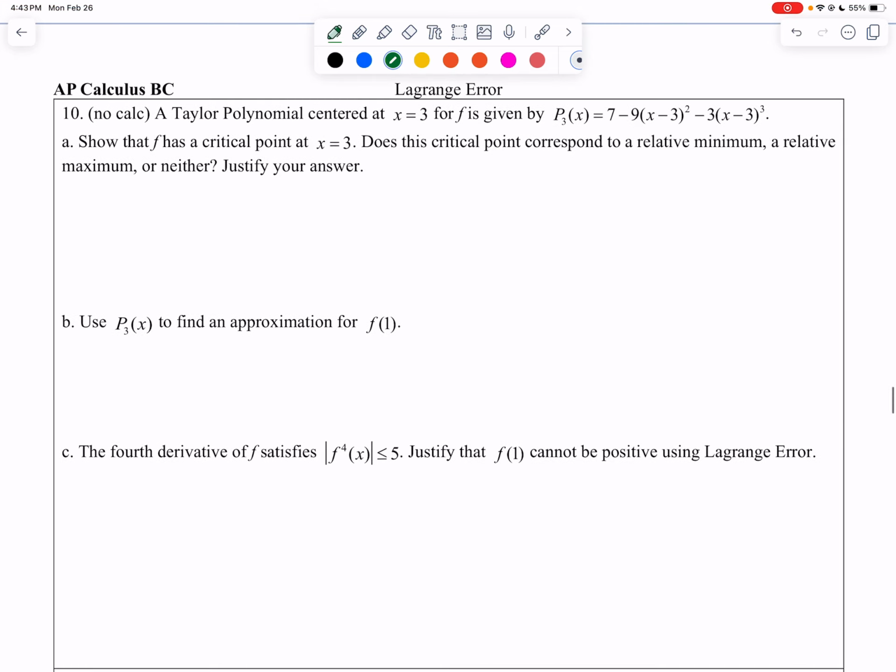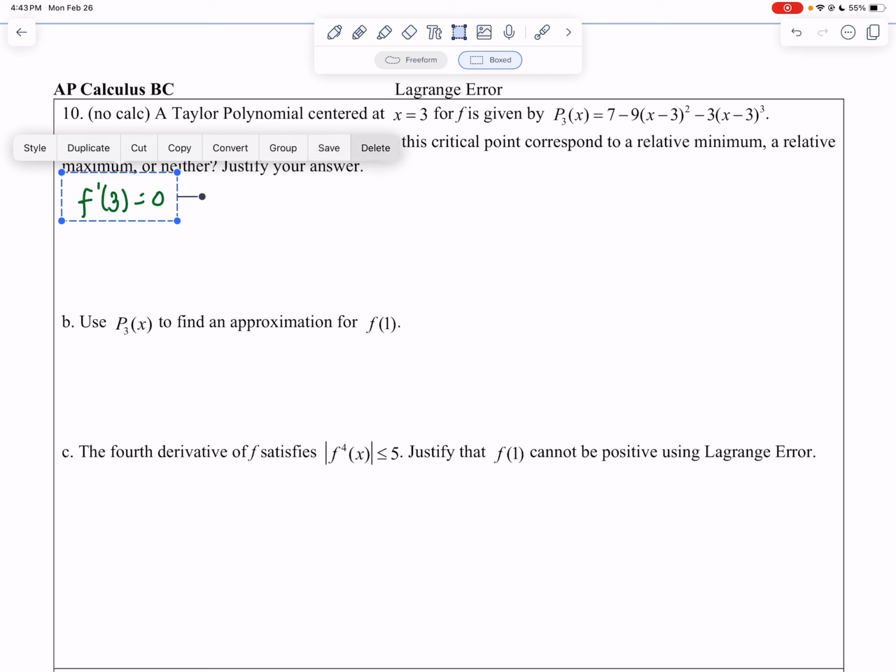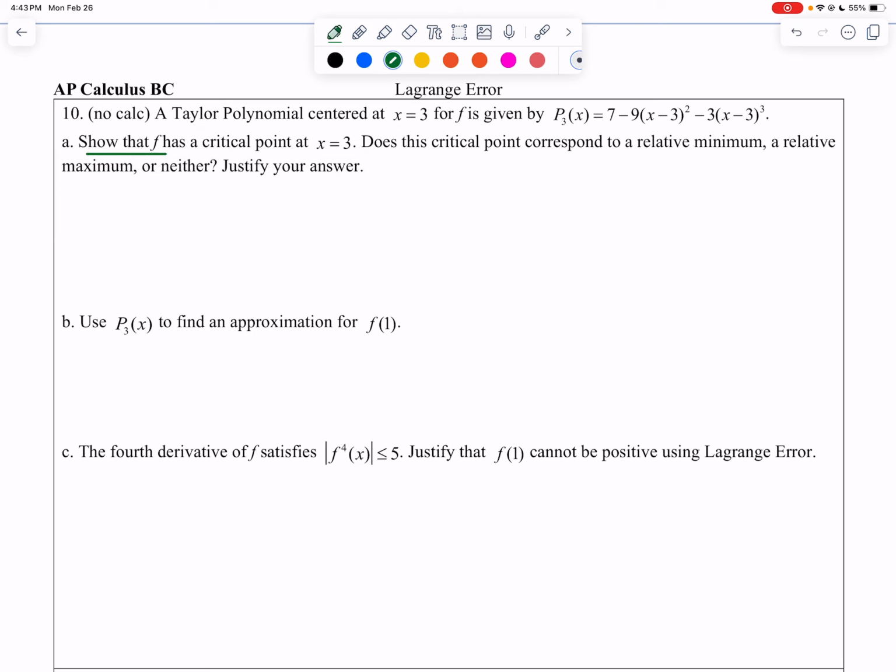So, once again, you'll notice that we don't have a degree 1 term right here. Because we don't have a degree 1 term, this tells me that my derivative at 3 is going to be 0. Now, it says show that, so basically you kind of need to look at your Taylor polynomial and say that, okay, we have 0 is equal to f prime of 3 over 1 factorial. In that case, f prime of 3 is 0.